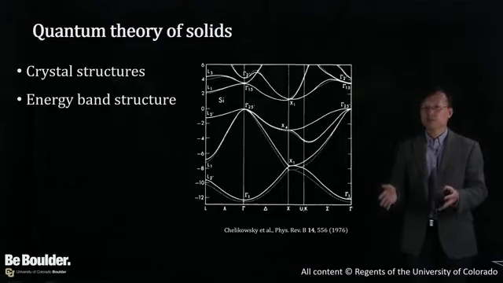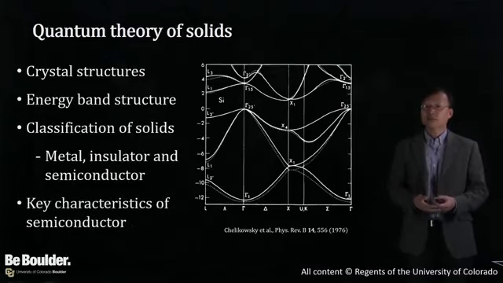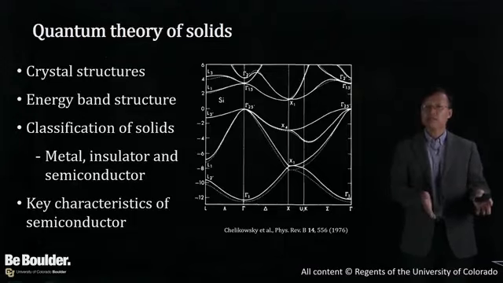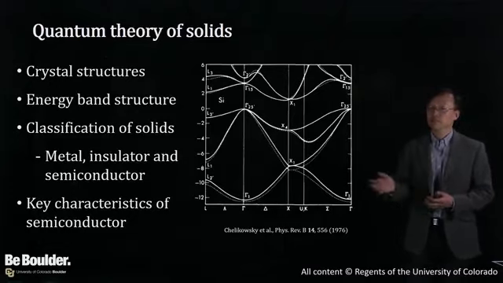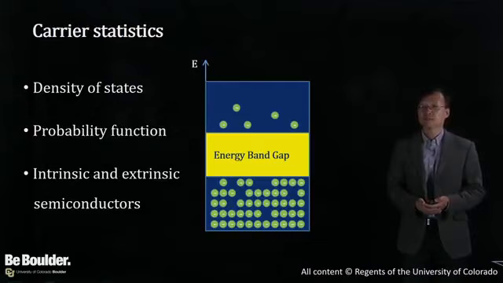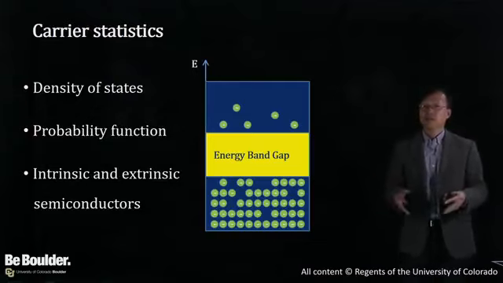dictate materials' properties. And based on the electrical properties of solids, we can classify solids into metal, insulator, and semiconductor. And we will then discuss the key characteristics of semiconductor that makes them so useful. And then we will discuss how electrons are distributed in the energy bands of a semiconductor.